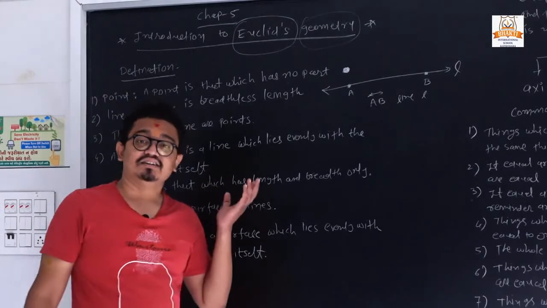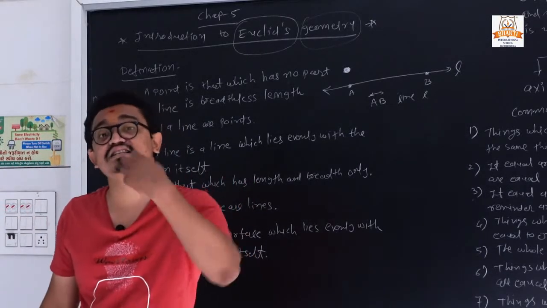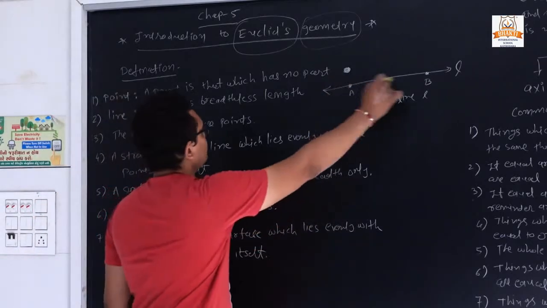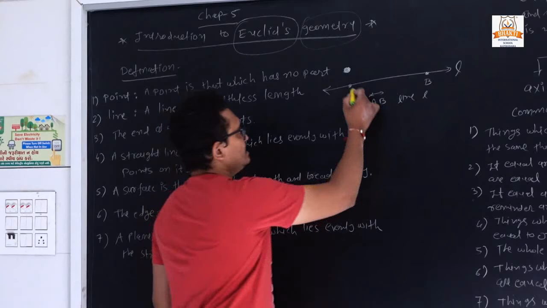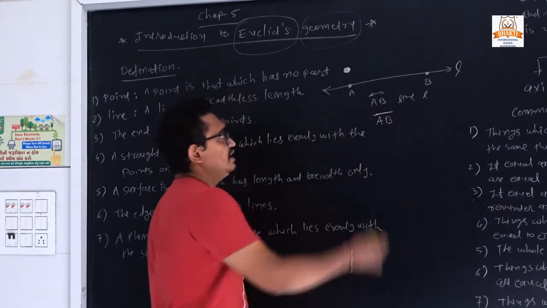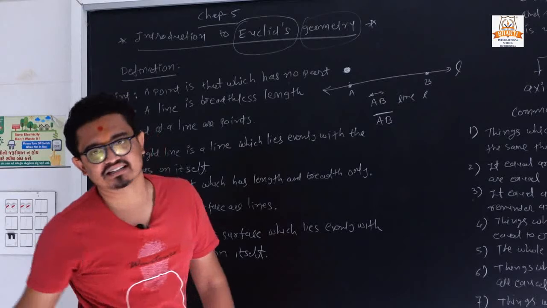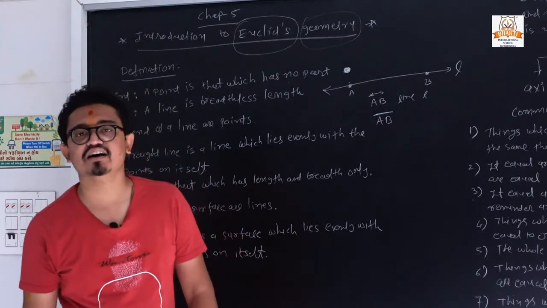So here we have one difference. What is the difference between a line and a line segment? Line means what? It has endless length. And line segment means what? It is a part of the line. Clear? Line segment means it is a part of a line.